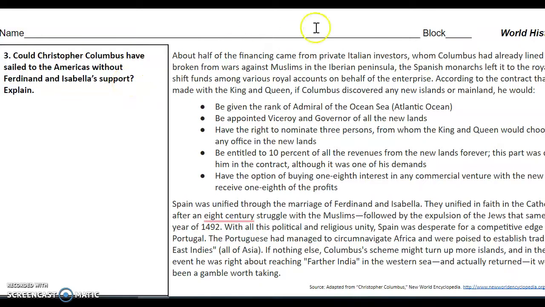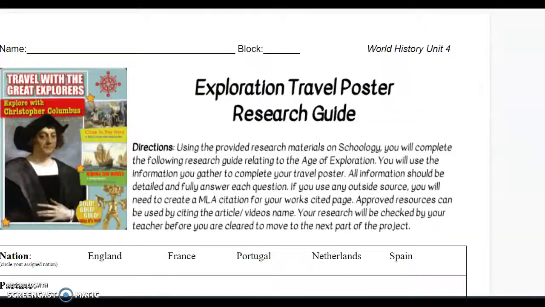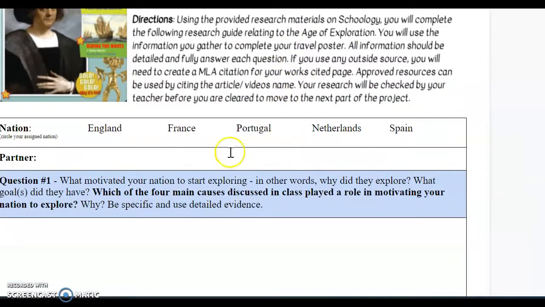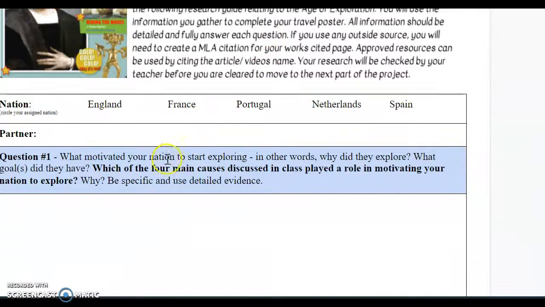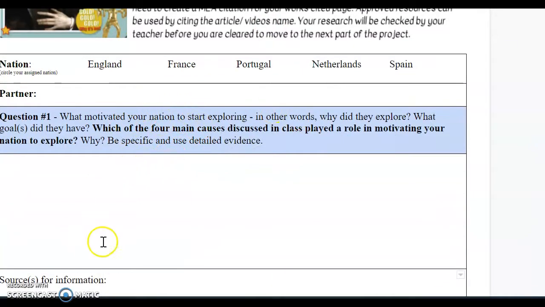We're modeling this kind of research over what you'll be doing when you do your independent research. This is not the page you're about to get, but this is what your research guide will look like when you do your travel poster. So for instance, later next week, you guys will get this research guide where you'll have to write down the same types of questions and answers and sources for your information.